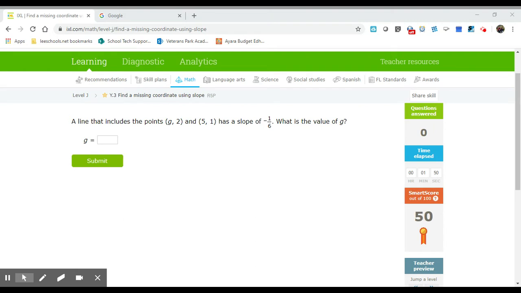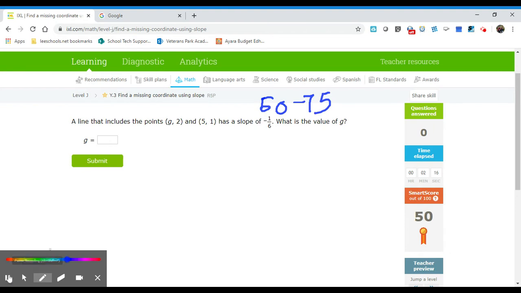So in the level 3 questions, we go from a 50 smart score to 75, between 50 and 75. So here's our problem. It says a line that includes the points (g, 2) and (5, 1), and has a slope of negative 1/6. What's the value of g?